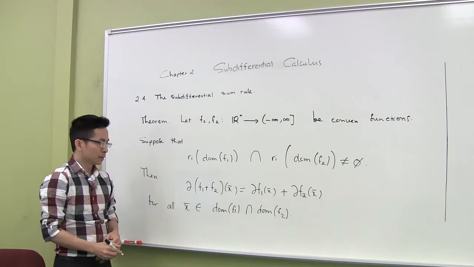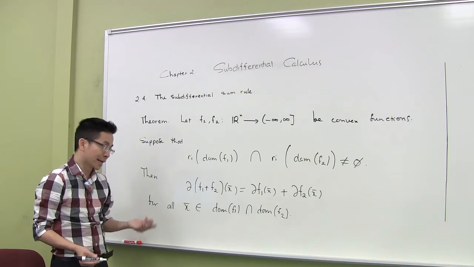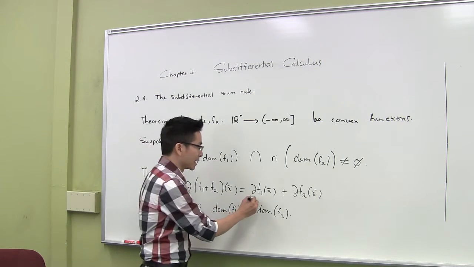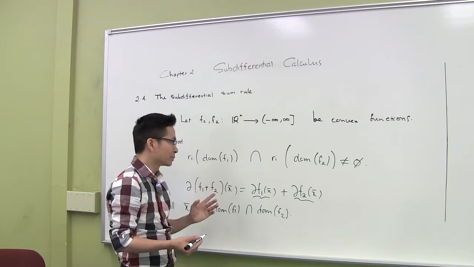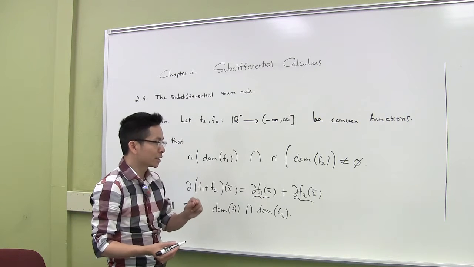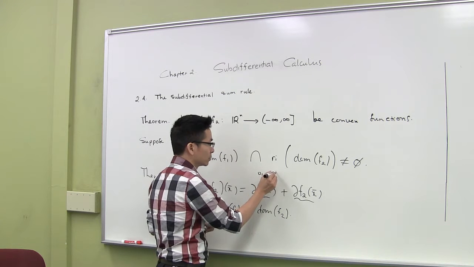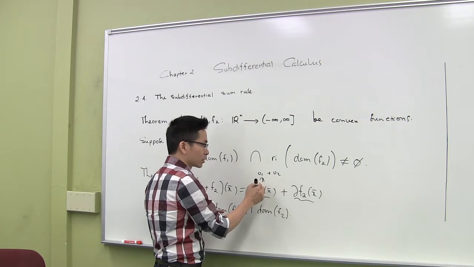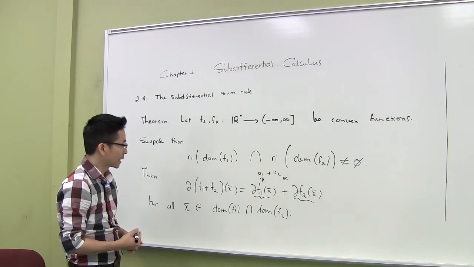Okay. So in this formula, the left hand side is a set and the right hand side is the sum of two sets. The sum of two sets is the set of all possible sums v1 plus v2, where v1 belongs to the first set and v2 belongs to the second set.